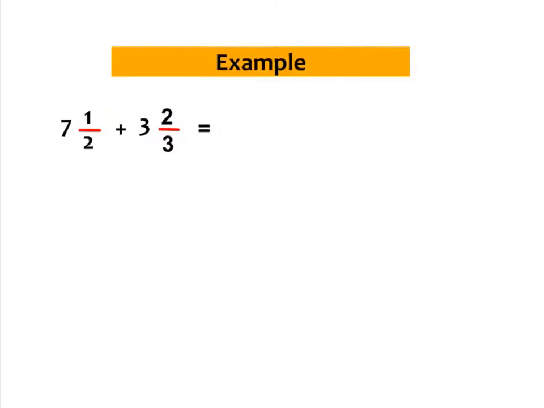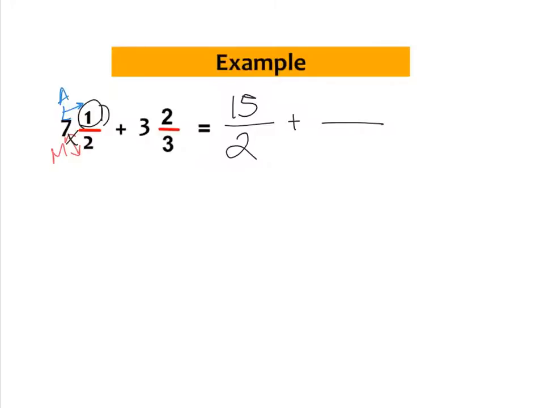The first thing that we do is we multiply these two numbers. Then we add the two numbers that we get. And finally, we keep the denominator the same. Okay, so let's do this example. I'm going to multiply 7 times 2. 7 times 2 will give me 14. Then I'm going to add 14 to the 1. 14 plus 1 gives me 15. And I keep my denominator the same, so my denominator is going to stay 2.